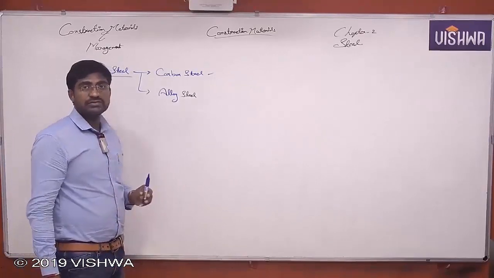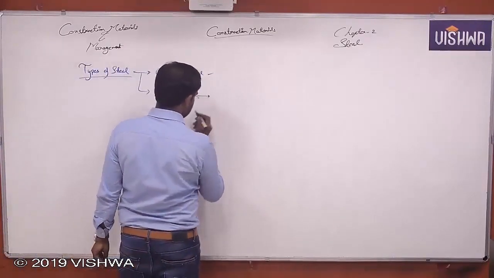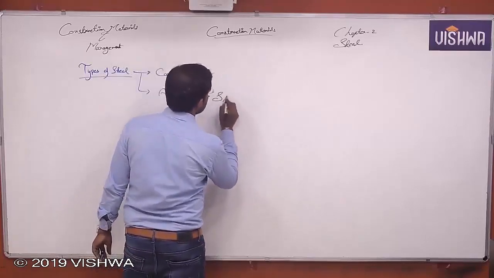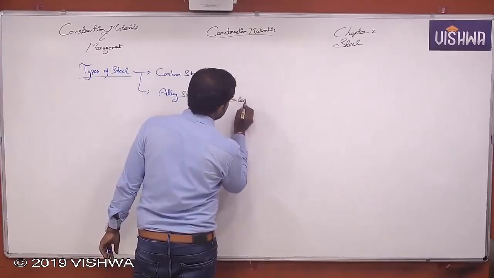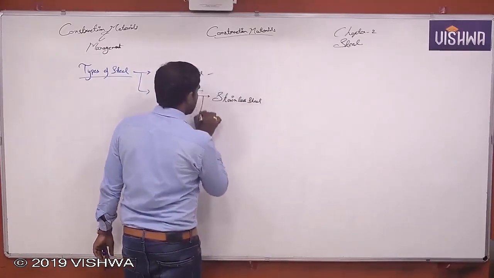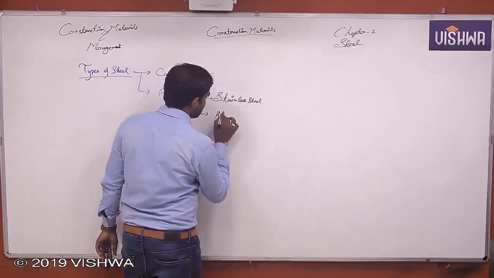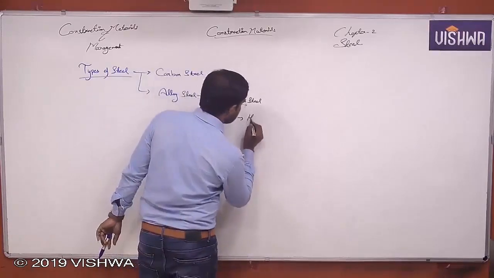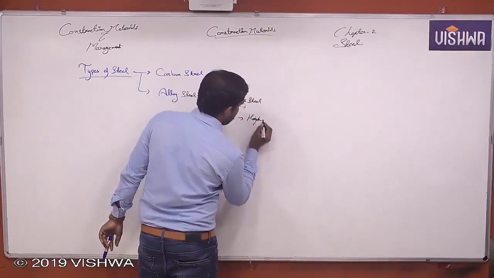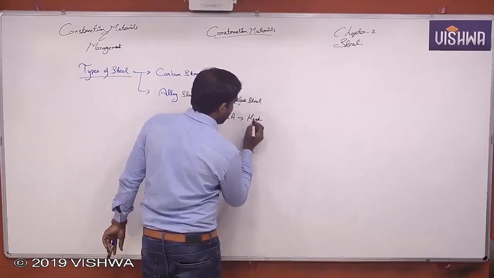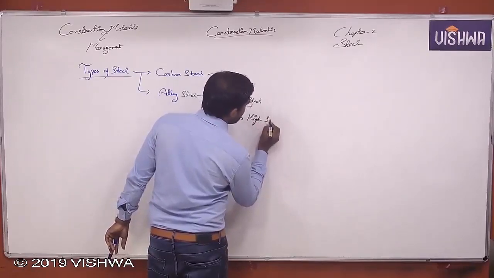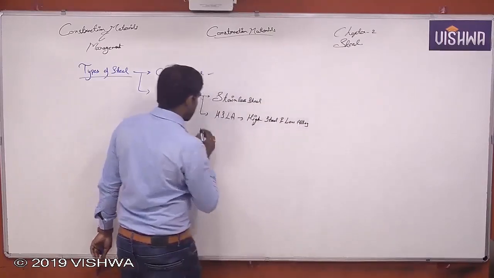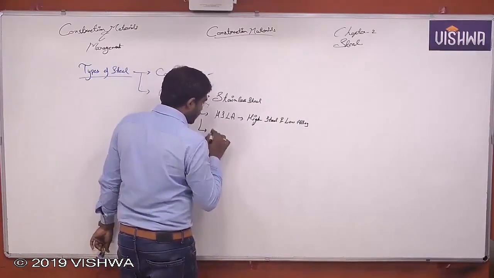Coming to the alloy steel, we categorized in the previous session that alloy steels are categorized into three different variations: stainless steel, HSLA, which we already abbreviated in the previous session, high and low alloys. And the third one is tooling steel or tool steel.